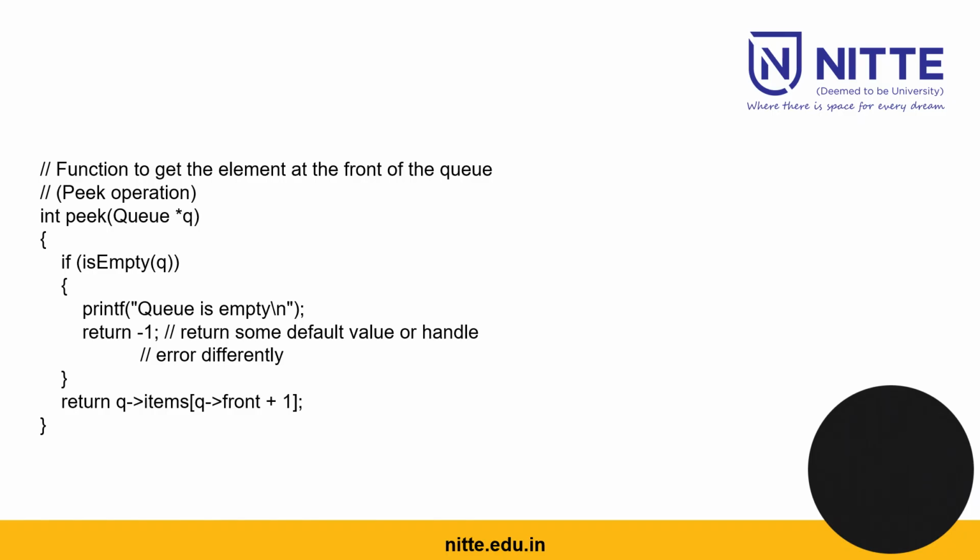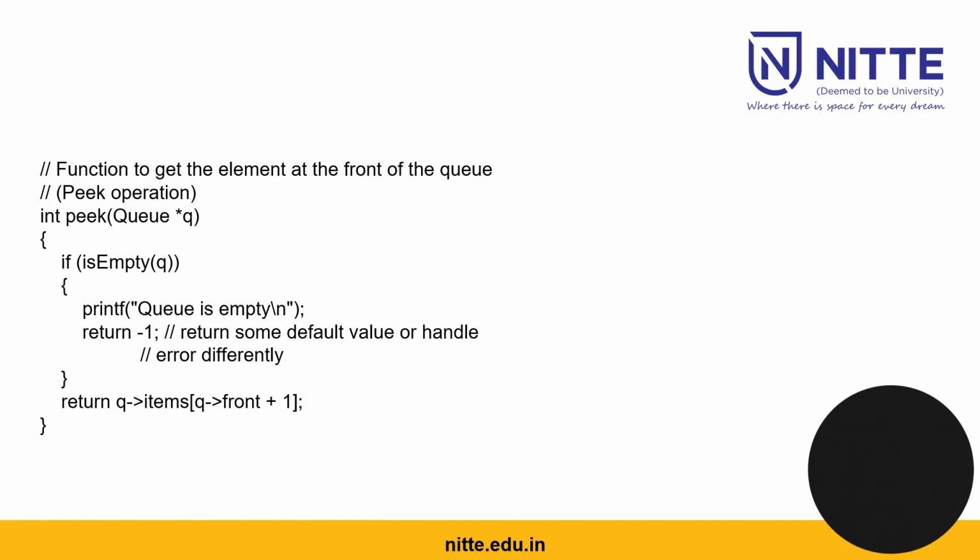Now we will use another function called peek. What is this peek function? This peek function is used to get an element at the front of the queue. That means whatever element is at the front, the peek function will get that element.